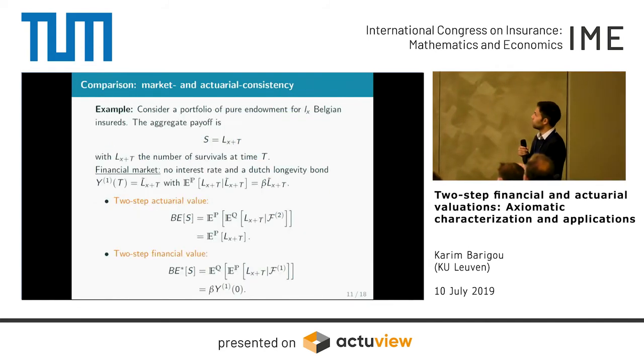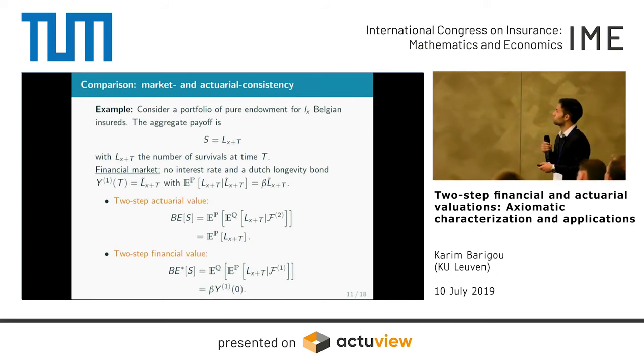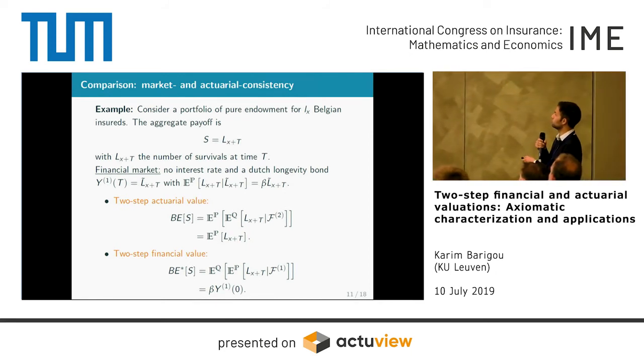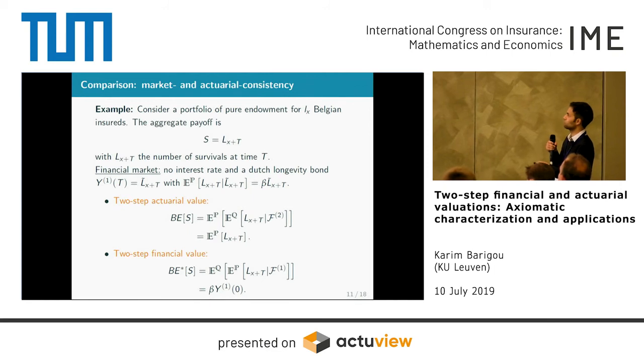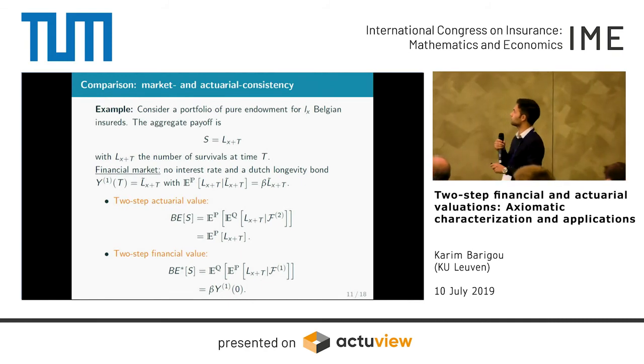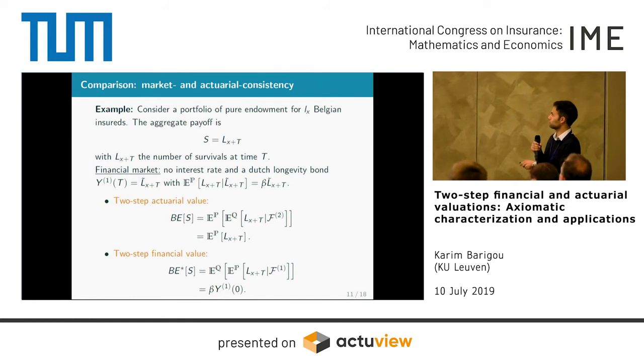So I will give a brief example to show you the difference. Imagine, for instance, that you have a portfolio of pure endowments. You have LX insureds, so Belgian insureds, and you look at the number of survivors after a certain time t. And imagine that you have a very simple financial market with no interest rate, and you assume that you have a Dutch longevity bond, and there is some dependence between the Belgian survivors and the Dutch survivors.